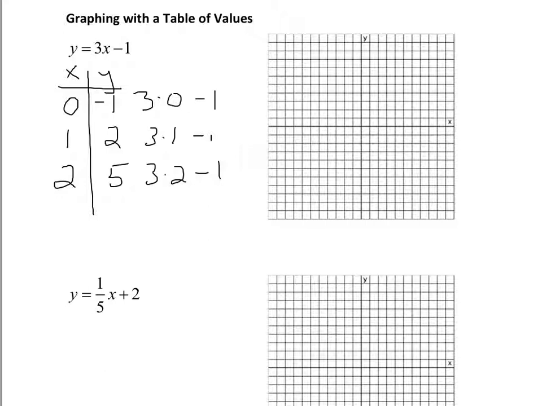So you can plot those points on the Cartesian plane over here. 0 for x, negative 1 for y, 1 for x, 2 for y, and 2 for x, 5 for y. So I'm going to connect all those with a straight line. And that's the graph of the line y equals 3x minus 1.